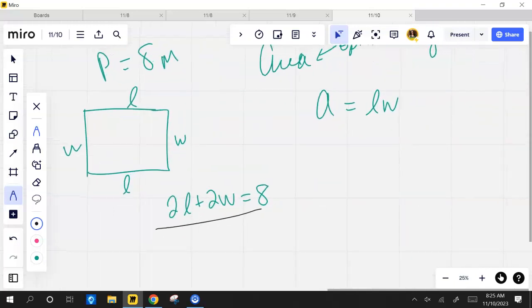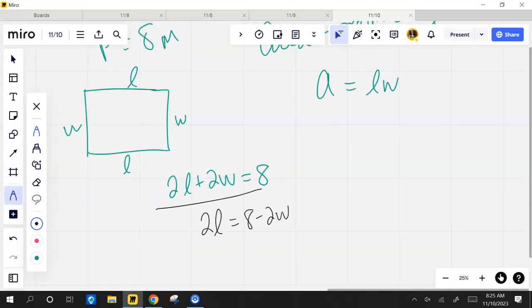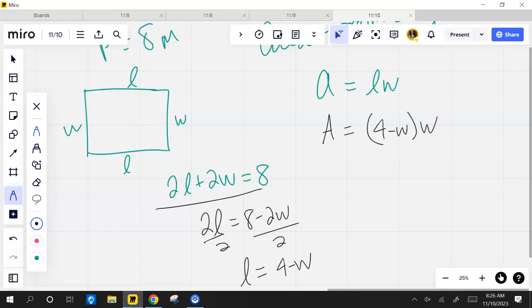Which one did y'all solve for? L. Oh, too late. I already started solving for L. Sorry.